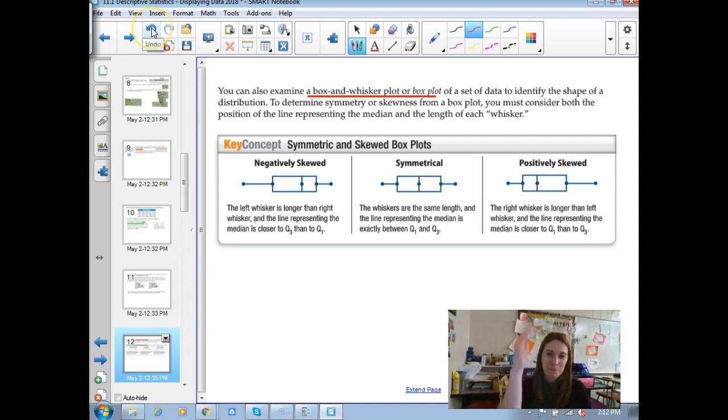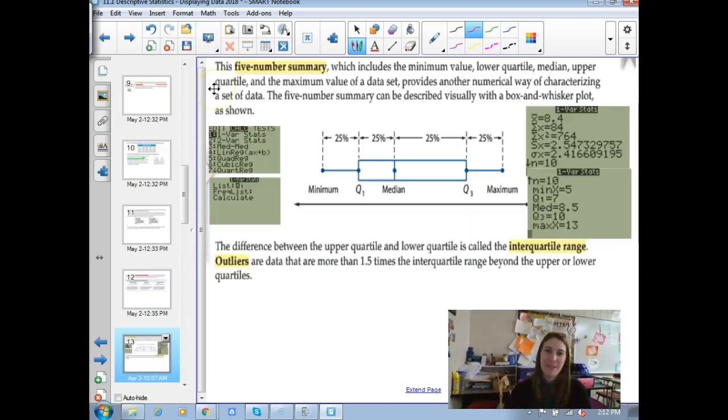All right, so I think with your technology, you just choose which plot is easier for you to recognize. I think box and whisker plots are pretty easy for seeing the skewness if you look at the whiskers.